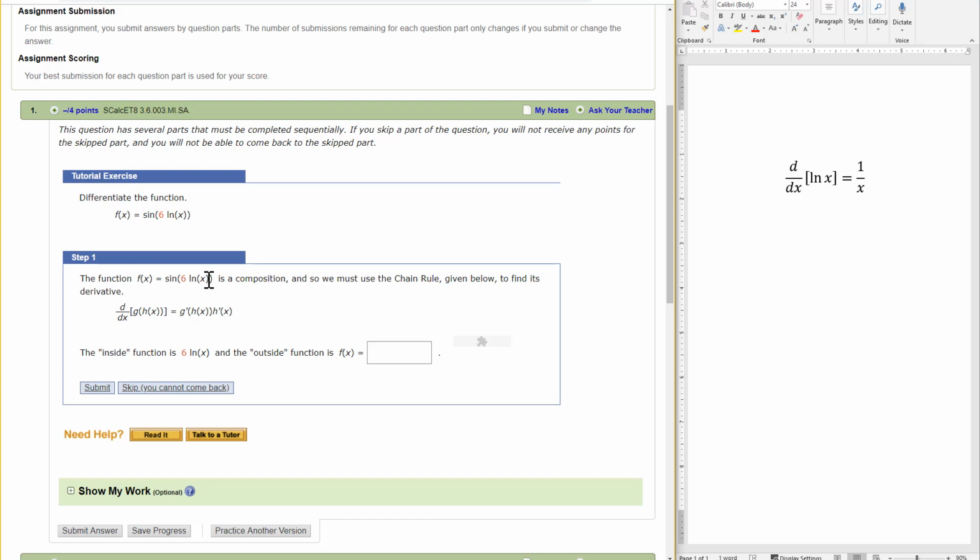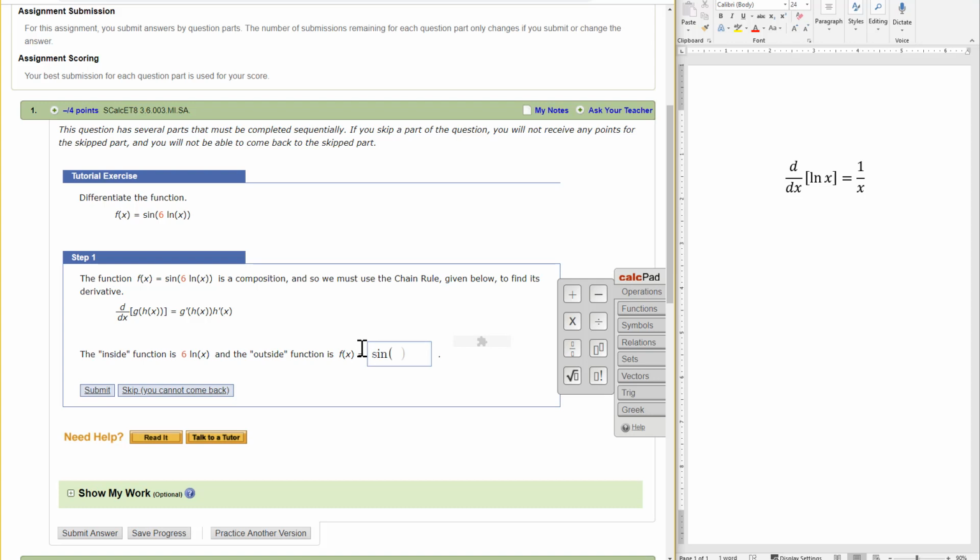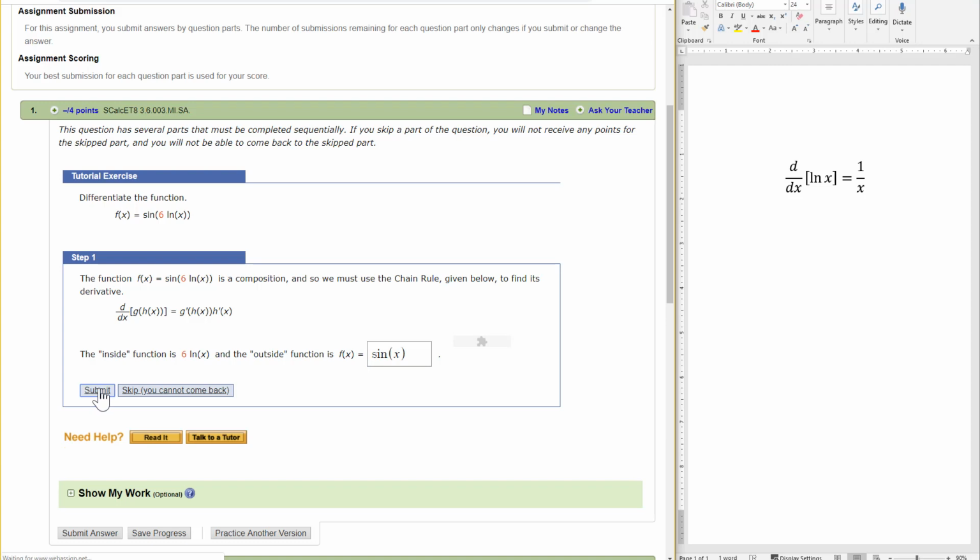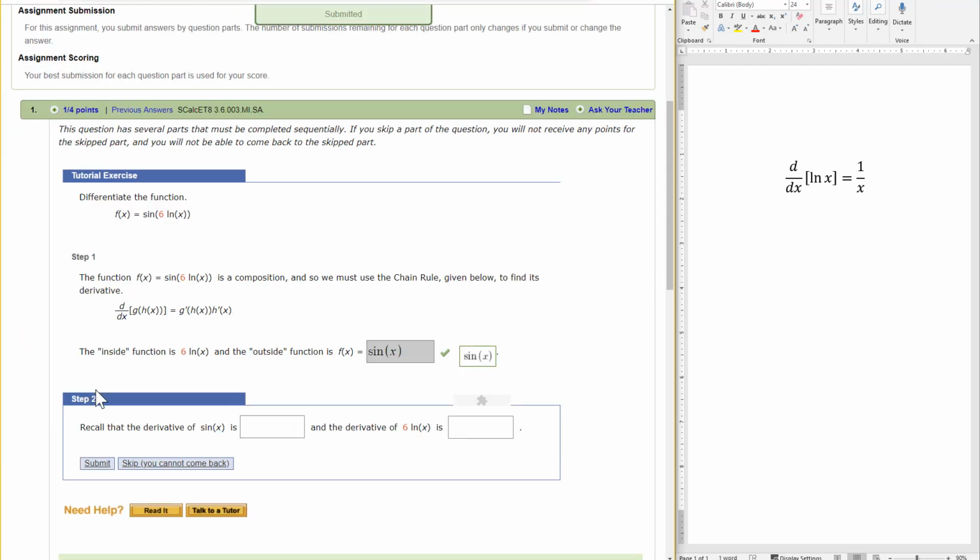So this particular function is a composite of two functions, so we're going to use the chain rule. And for the chain rule, we have to determine what the outer function is. It looks like the outer function is going to be the sine function, and what the inner function is. So the inner function looks like it's going to be 6 ln x. So the inside function is 6 ln x, and the outside function is our sine x. And then this will help us use the chain rule to figure out the derivative of this composition.